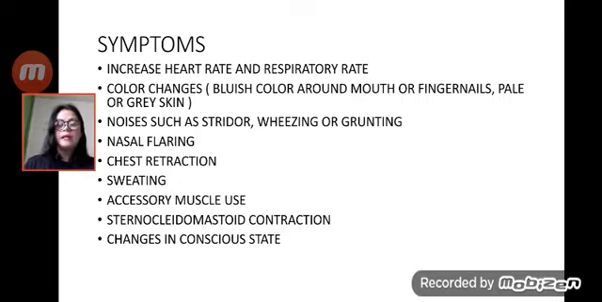And there will also be nasal flaring, chest retraction, sweating, and of course, knowing that there is difficulty in breathing, there is also use of the accessory muscles, and another is sternocleidomastoid contractions. And there will also be changes in the conscious state of the infant.